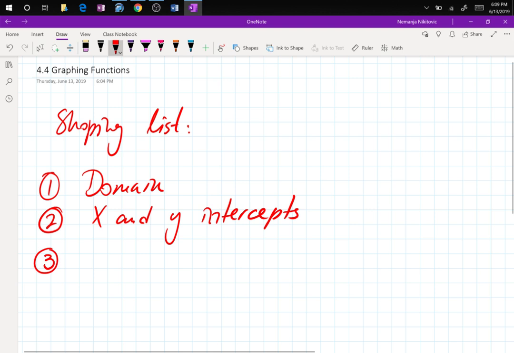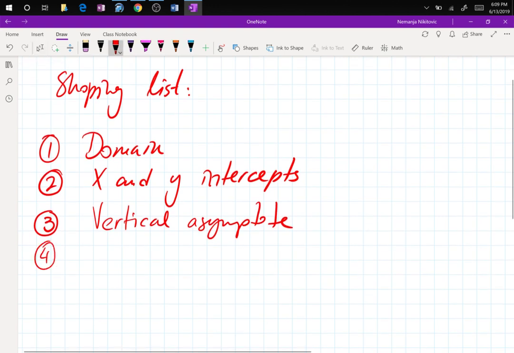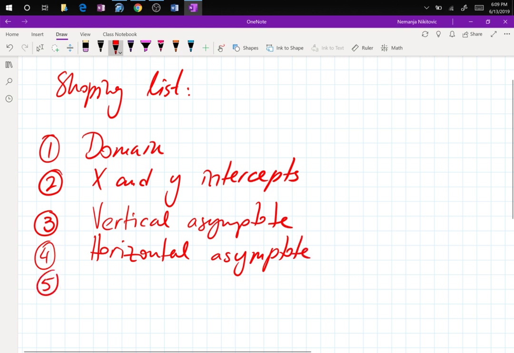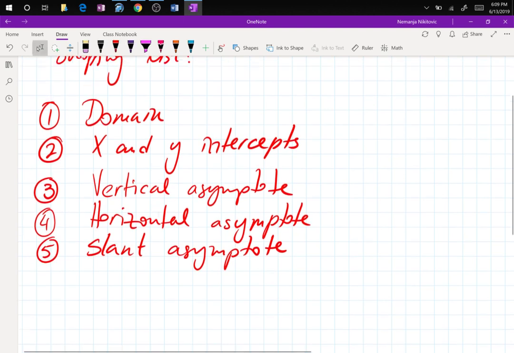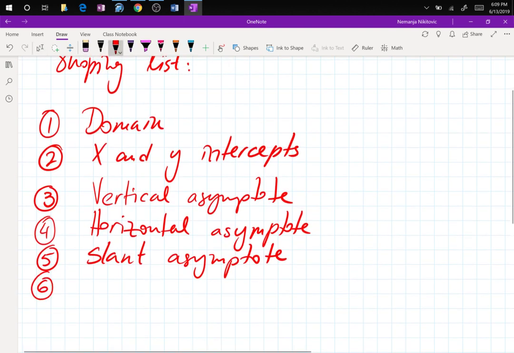Number 3, vertical asymptote. Number 4, horizontal asymptote. Number 5, slant asymptote. Number 6, first and second derivatives.